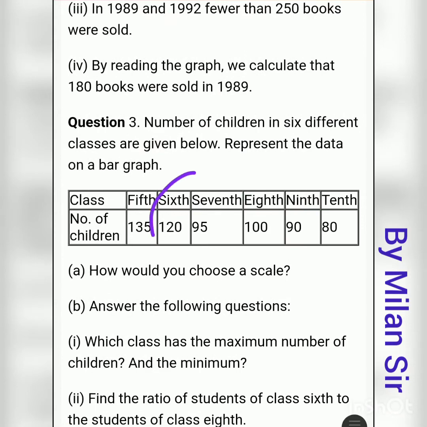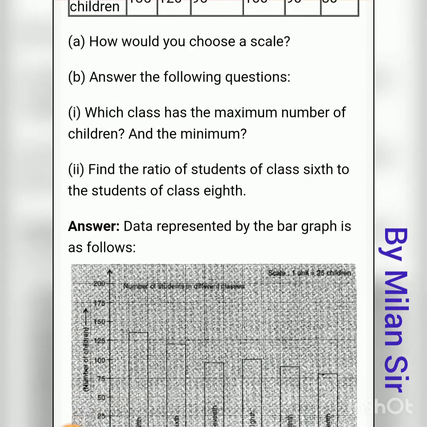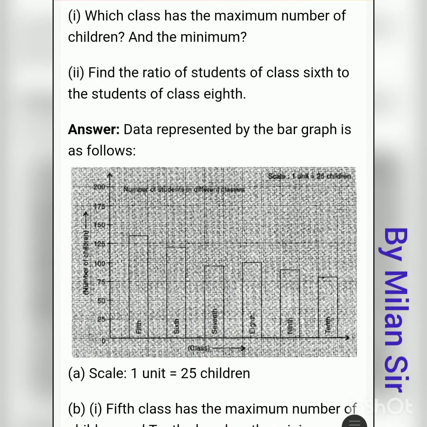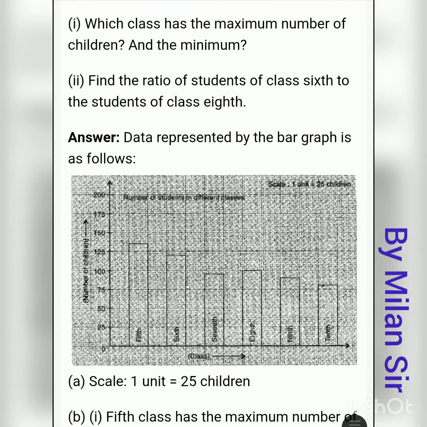After that for 6th class, 120. So 120 is near about 125. In between 100 to 125, near about 125, we have the measurement 120.